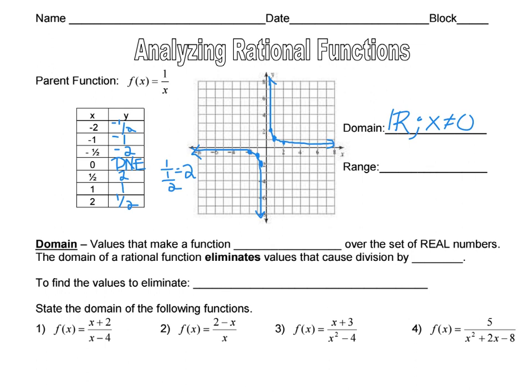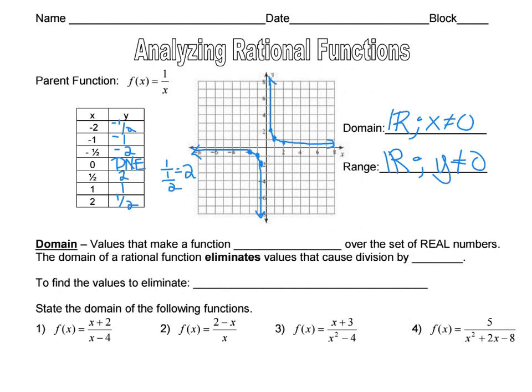If we look at the range, the y's, the same thing happens. From bottom to top, it looks like we have everything. There's an arrow pointing all the way down and an arrow pointing all the way up. But once again, it looks like we skip over 0. So we're going to write the same exact thing for our range. All real numbers, but y does not equal 0. Keep in mind, range is y, domain is x.